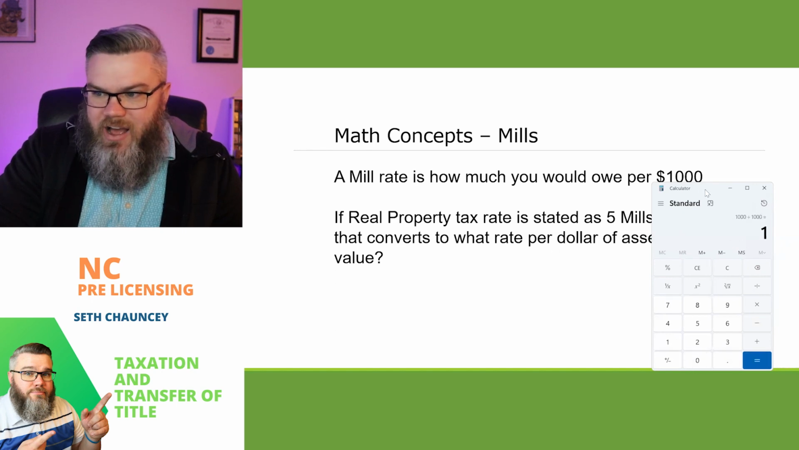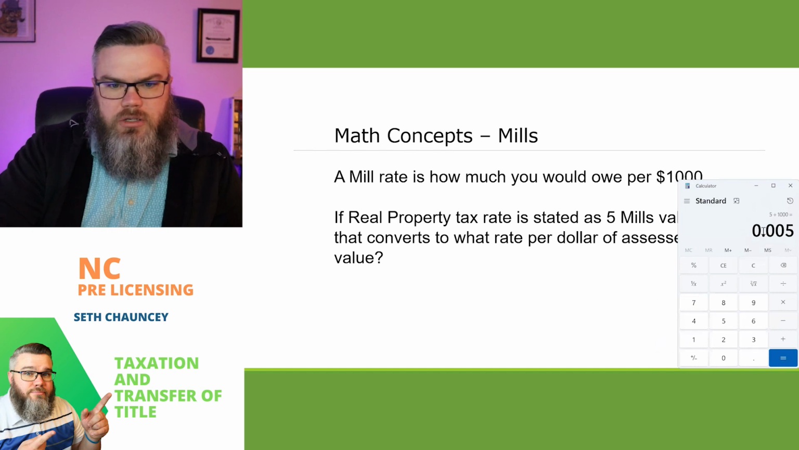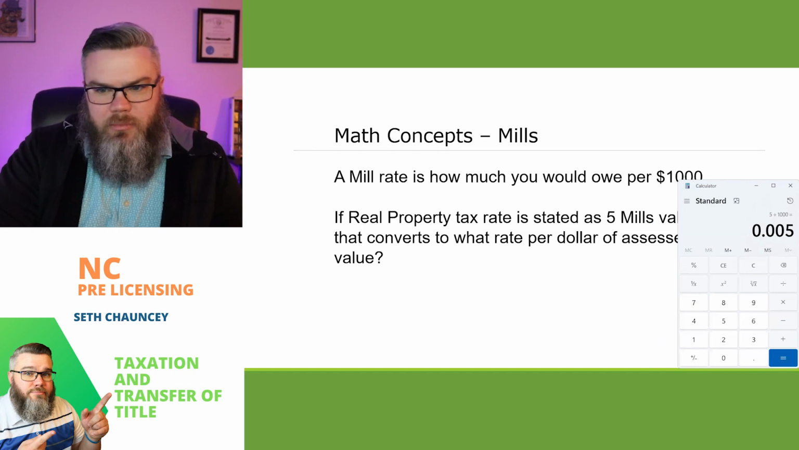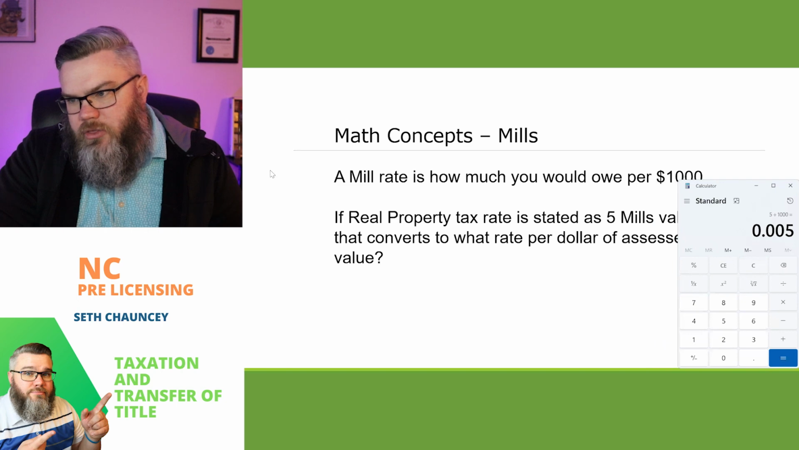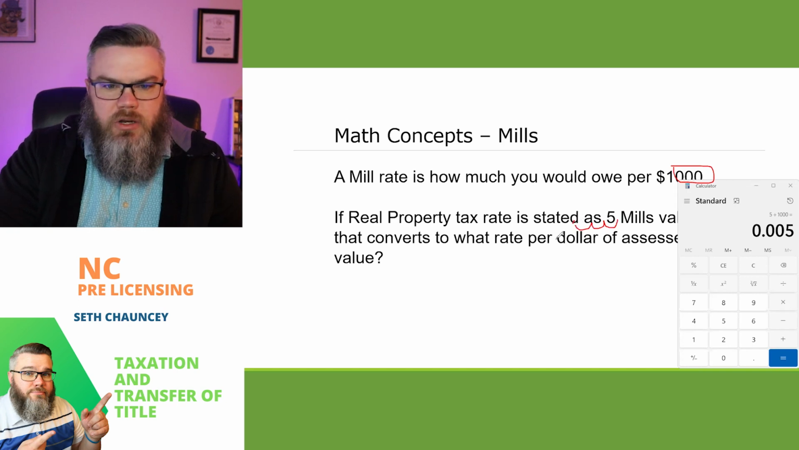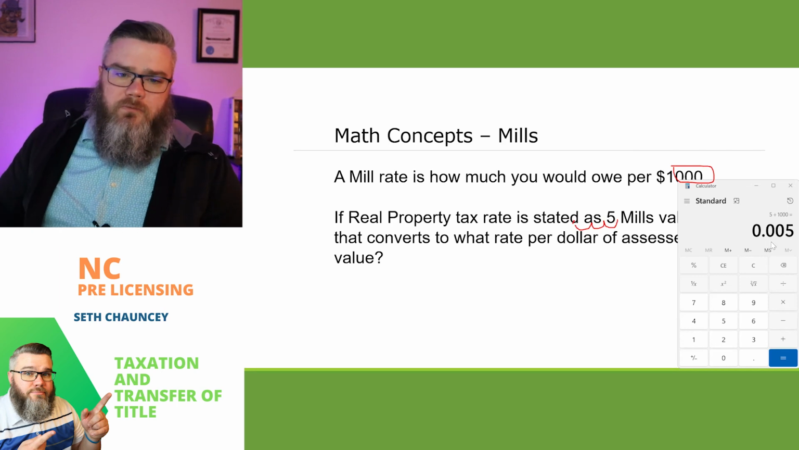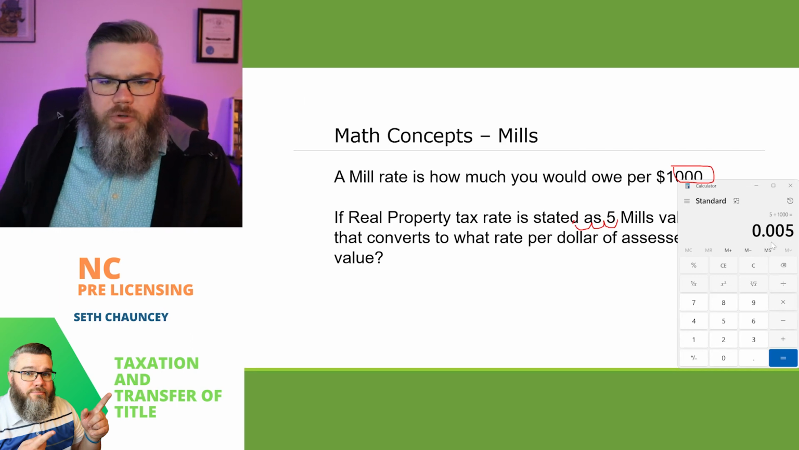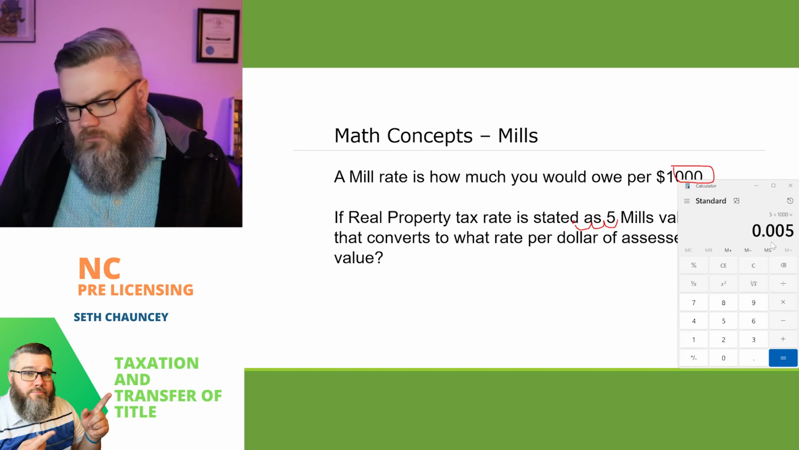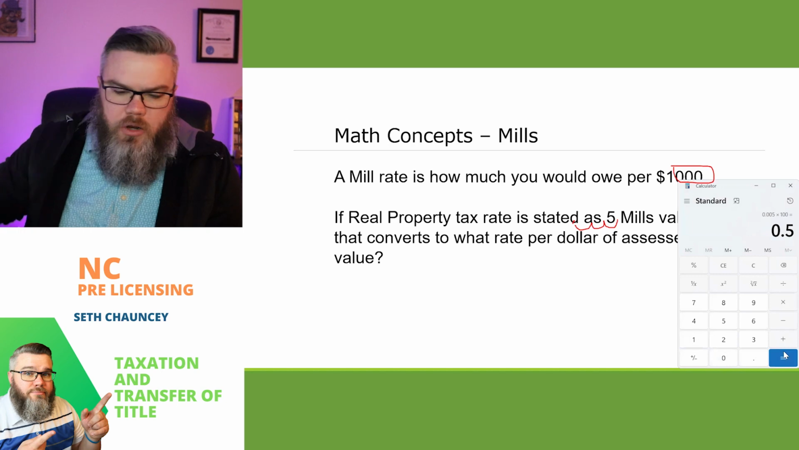So if we had 5 mills, we would divide that by 1,000, and that converts it to a per dollar rate. Or just like before I told you, because there are 3 zeros in 1,000, you can just move the decimal 1, 2, 3 places, and you have converted it to a per dollar rate. Now, if I told you to take this per dollar rate and convert it back to a per 100 rate, what would you do? Times 100. Multiply it by 100, and now we've got this as a per 100 rate.